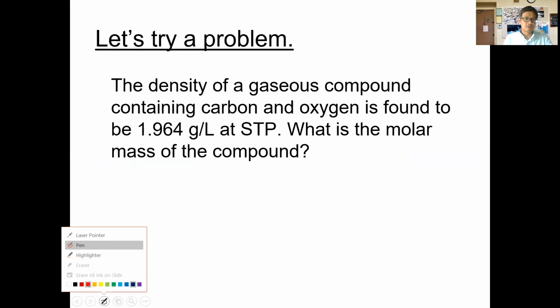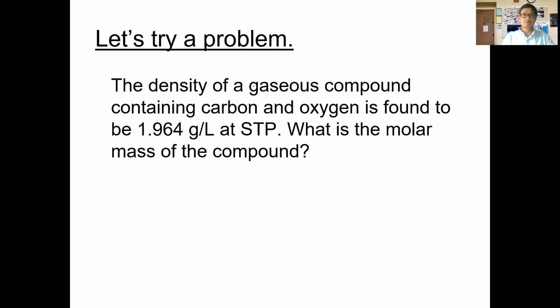Okay, so let's read this problem and identify what we're given. First of all, we are given the density of some gaseous compound. We have the term gas, so whatever this substance is, it's a compound made up of carbon and oxygen, and it's in the gaseous state. We are given the density of the gas, 1.964 grams per liter. Finally, we're told that this is at STP, and what we're asked to find is the molar mass of the substance.